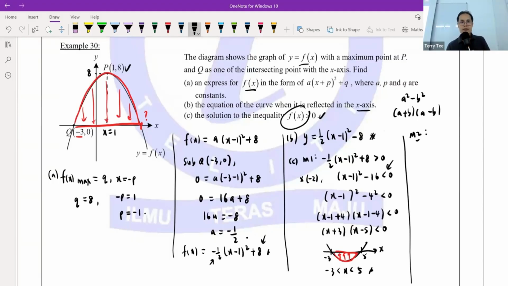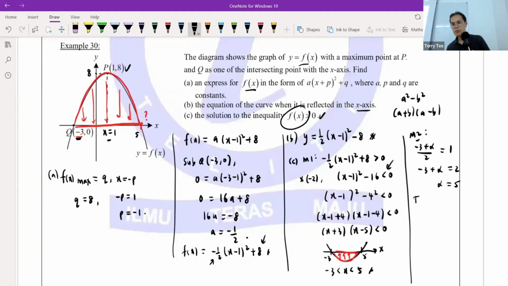Now, we can call this x value alpha. What is the relationship between -3 and alpha? We use what? What is that? 3 words. Start with letter A. Axis of symmetry. We say (-3 + alpha) divided by 2 is 1. So -3 + alpha is 2. Alpha is 5. So I know this alpha is 5.